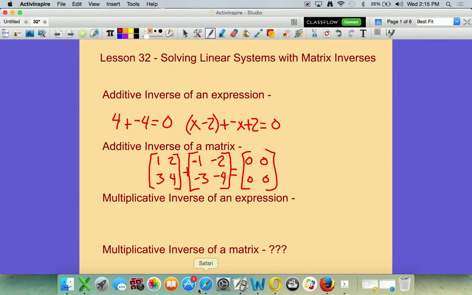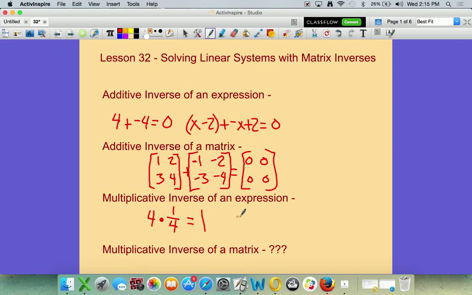Multiplicative inverse of an expression, say that we had 4 again, what do we have to multiply that by? Not to get 0 like we did for additive inverse, but to get a 1. 4 times what gives us 1? Well, that's just the reciprocal of it. 4 times a 4th gives us 1. So what we're doing is we're just flipping the expression.